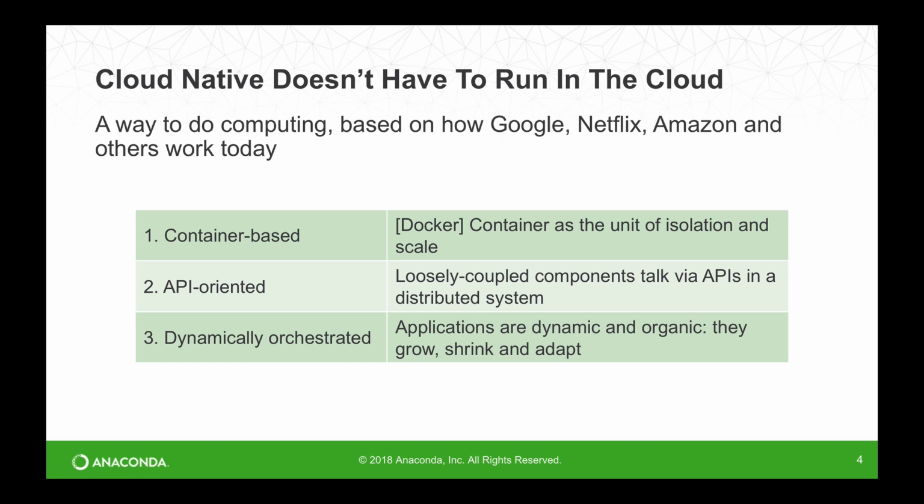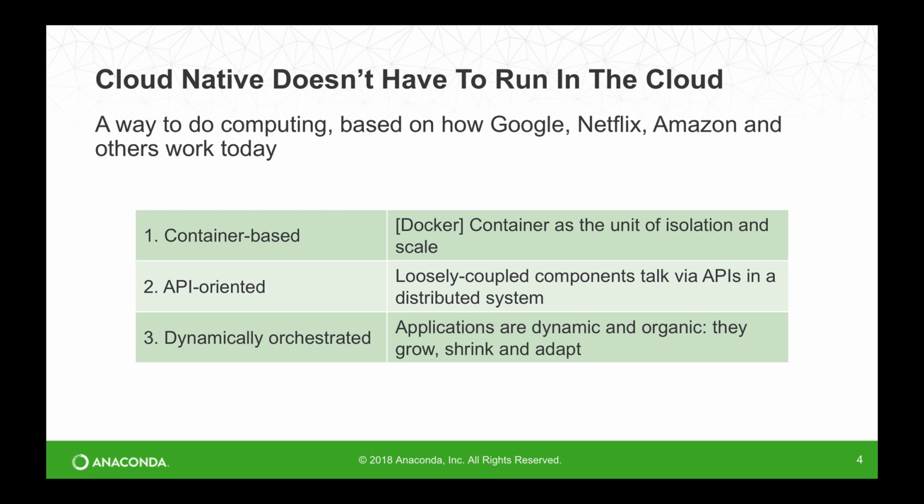So cloud native might sound like it has to run in the public cloud at something like Amazon Web Services or Azure or Google Cloud. But cloud native is not a place, it's a way of doing computing, and it's essentially an architecture or an approach that's based on the way that Google, Netflix, Amazon, and the other cloud scale companies operate today. So you can be cloud native and run cloud native applications inside your own data center, and of course you can run them at public clouds. It's not one place or the other.